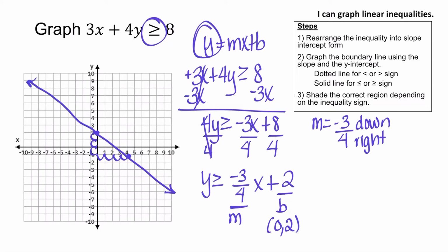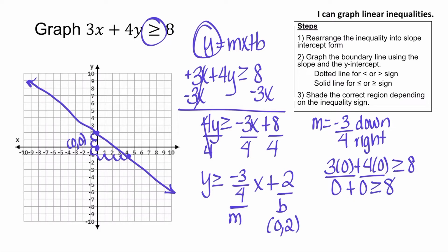And so now I need to use a test point to figure out which direction to shade. I can actually use the point (0, 0) because it is not on my line. So I'm going to plug into my original inequality. I get 3 times 0 plus 4 times 0 is greater than or equal to 8. 3 times 0 is 0 plus 4 times 0 is 0. And this is saying that's greater than or equal to 8.